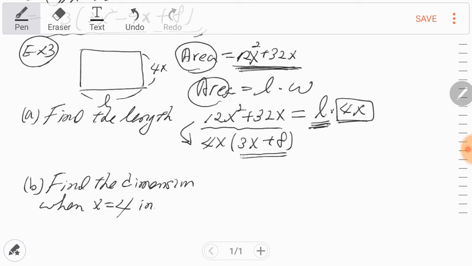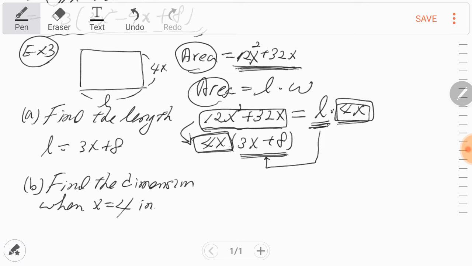So that's it. And then let's compare this with the expression on the right side of the equation. Here is 4x, here is 4x. So the length should be this expression. So the length of the rectangle is 3x plus 8. So what we did is we just factored this so that one of the factors is 4x, same as the one on the right. Then the other factor is the expression for the length.